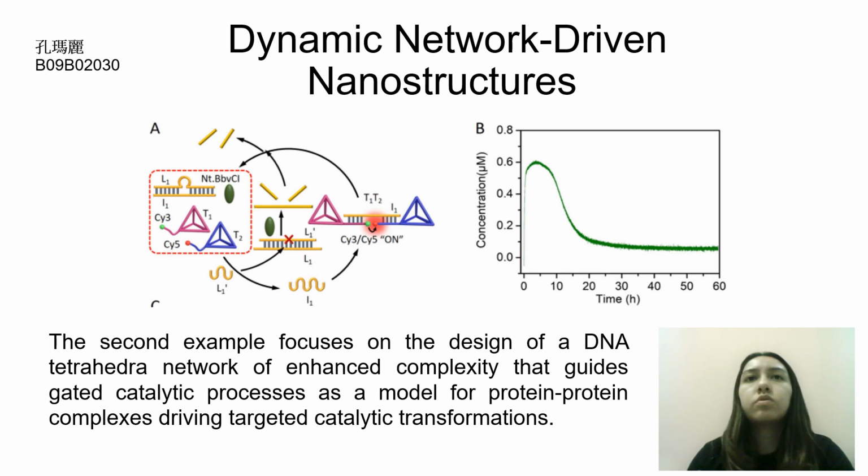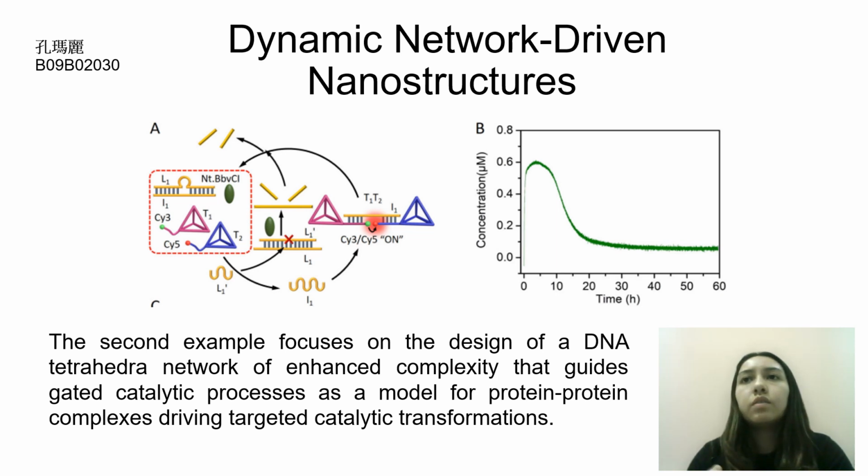This article describes the design of the DNA tetrahedra nanostructures for use as models of transient protein-protein interactions and their applications to create the DNA tetrahedra network of enhanced complexity. The design involves the use of functionalized tetrahedra, donor-acceptor FRET fluorophores, duplexes, nicking enzymes, substrate strands, and inhibitors.